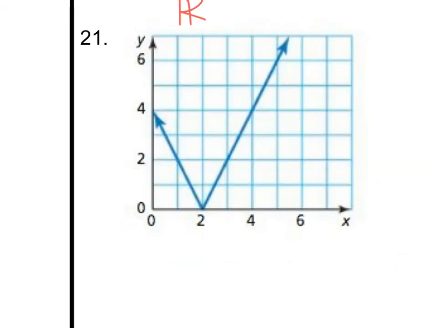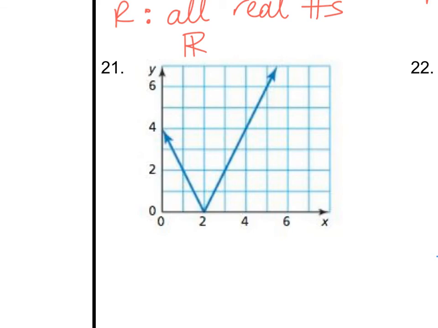Last thing, number 21. Again, arrows. Arrows are important, meaning it goes to infinity and beyond. So it looks like it's stopping at the arrow. It's not. Remind yourself that.